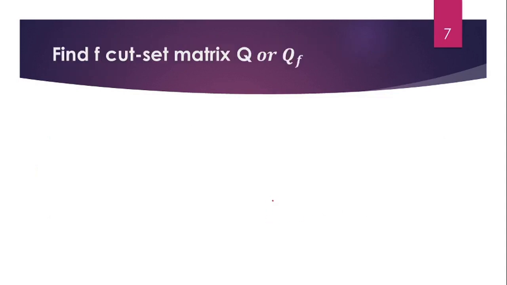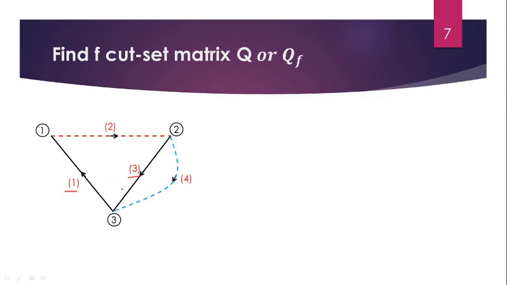Once we find the oriented graph, we may go with the fundamental cut set matrix. For that we have to select a tree. Here we select the tree with branches 1 and 3. The branches of a tree are known as twigs. So 1 and 3 are twigs, whereas 2 and 4 are links.